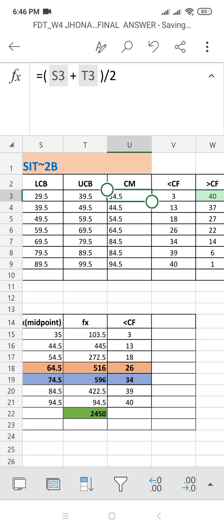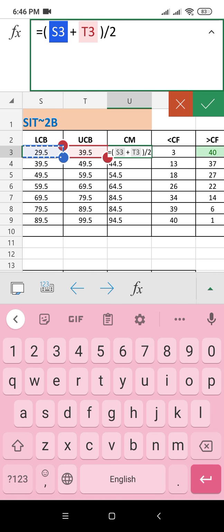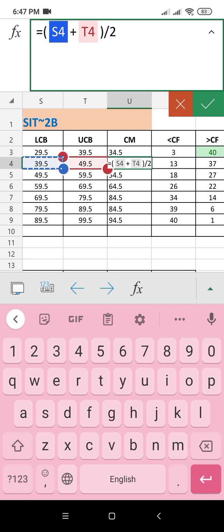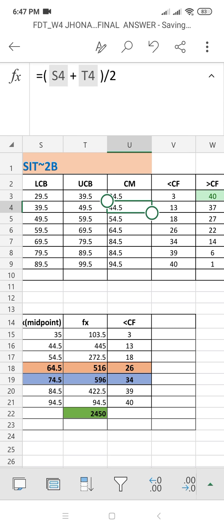Next is the CM. In getting the CM, the LCB and the UCB, you should add them and then divide by 2. So for example here, 29.5 and a UCB of 39.5, you add them and then divide by 2. The answer is 34.5. Next, 39.5 plus 49.5 divided by 2 equals 44.5. So in getting the CM, you add the LCB and UCB, then divide by 2.